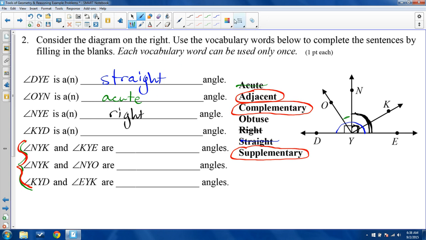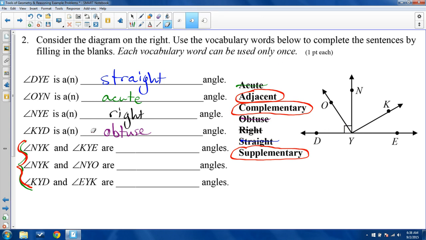So by process of elimination, I could say that I now know what angle KYD should be. It should be obtuse, but let's check it out. KYD is this guy right here. It's greater than 90 degrees. It is less than 180 degrees. That is the definition of obtuse. And that does work. So it all worked out there. I'm going to go ahead and erase these.